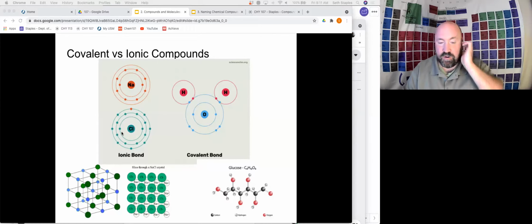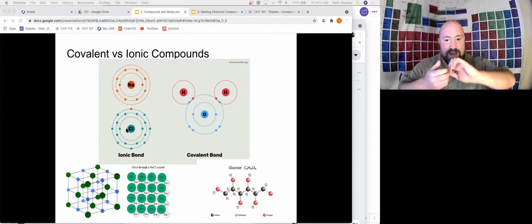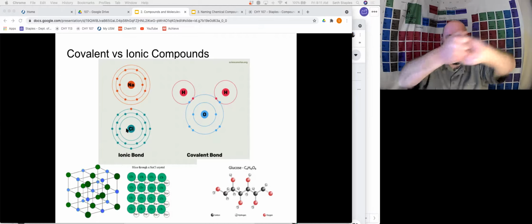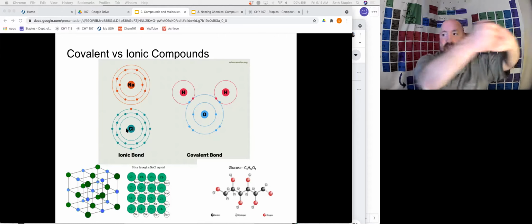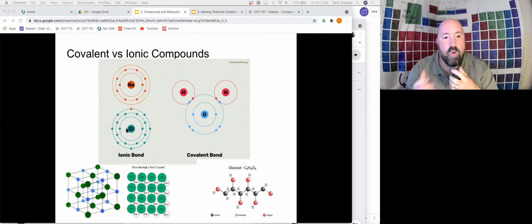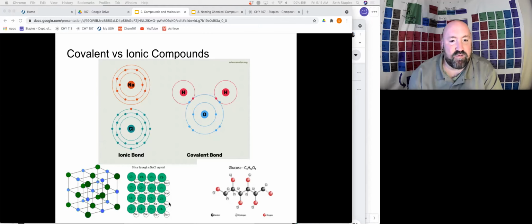It's also important to note that ionic compounds are not discrete molecules. It's not like you have an Na and a Cl right here, and an Na and a Cl right here, and an Na and a Cl over here. What you really have is this lattice structure, and our formula gives us the ratio of those ions within that whole entire lattice. That's different from covalent compounds.